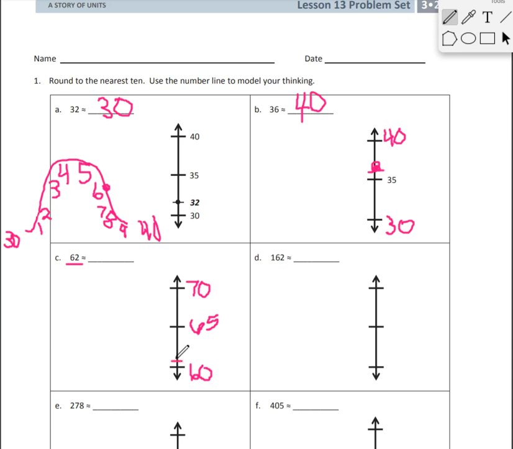So 61, 62 is right about here. I see that 62 is closer to 60 than it is to 70. Look how much further I'd have to go to get to the 70. I want to stay here at the 60. It is about 60.